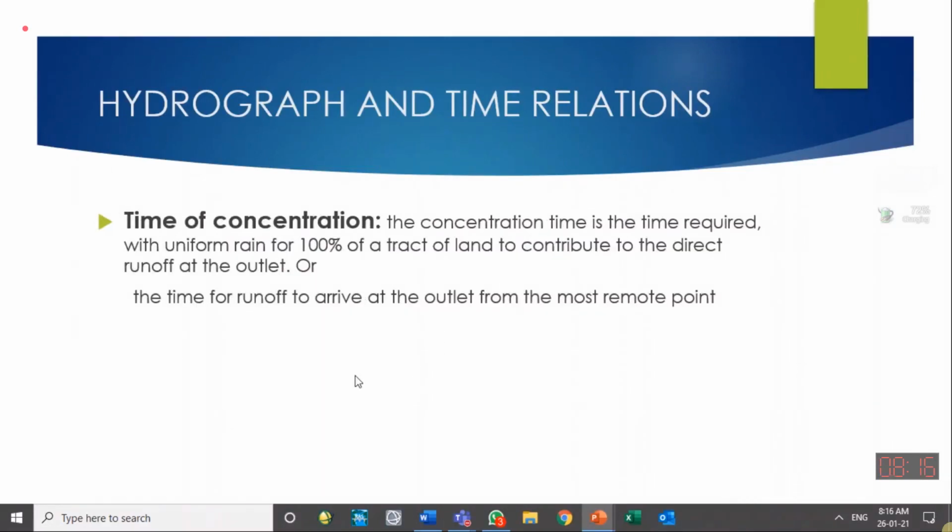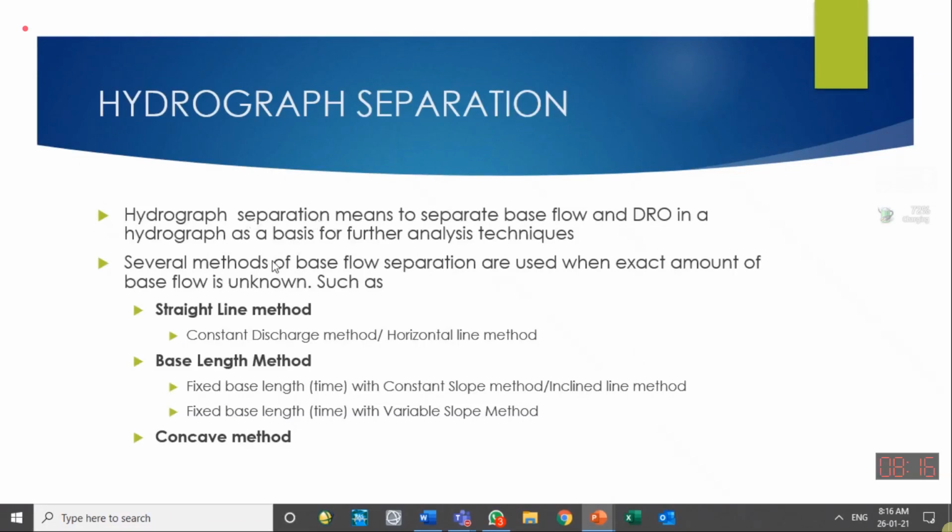Time of concentration, we already discussed. The concentration time is the time required, with uniform rain, for 100% of a tract of land, a piece of land or watershed, to contribute to the direct runoff at the outlet. So a similar definition we have already studied. The time for the runoff to arrive at the outlet from the most remote point. A similar message we have conveyed to you already.